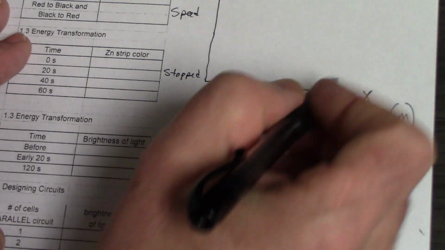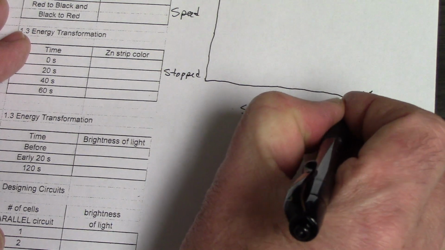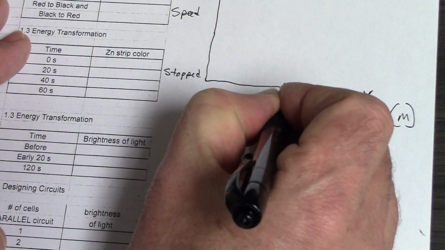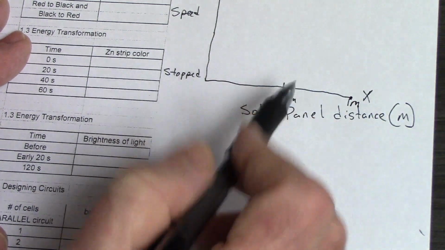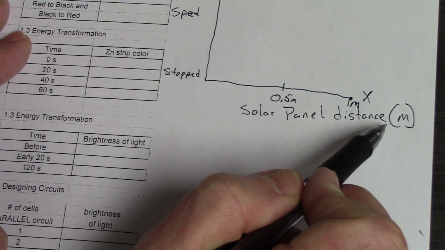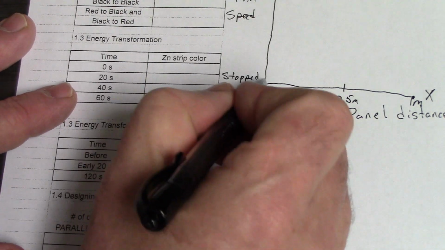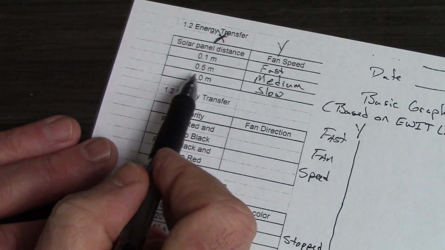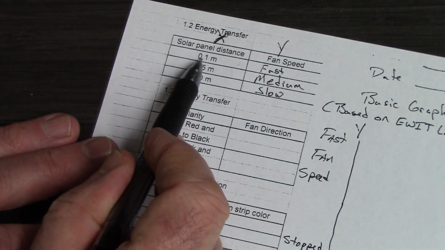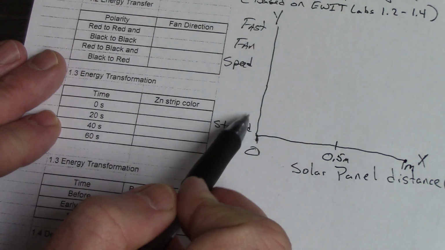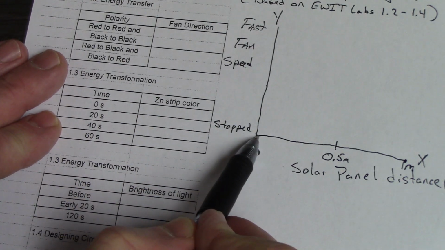So I know that we're going to be discussing the speed of the fan. Solar panel distance, the farthest distance was 1 meter. We also had half a meter, 0.5. You don't have to put a meter sign here because we put it in the label for the x-axis. And then down here, I'm going to actually put 0. Now, we don't have 0 on our data. We have 0.1. So I know that when I go to 0.1 meters on the x-axis, I'm not going to be starting at the origin.